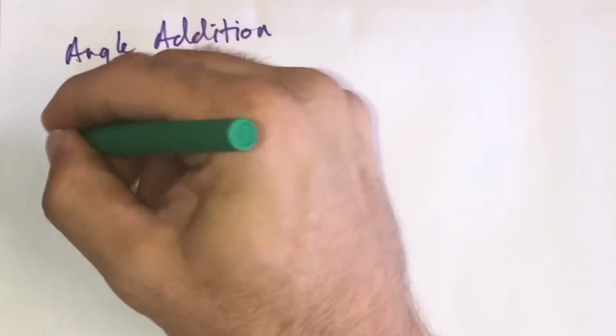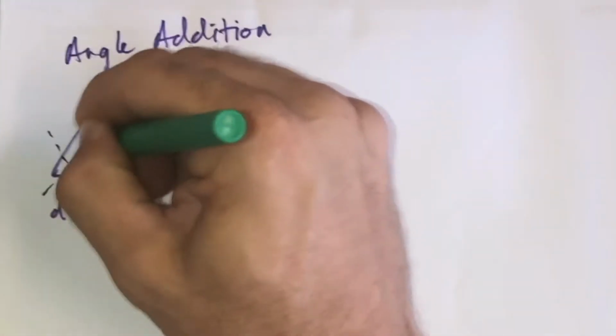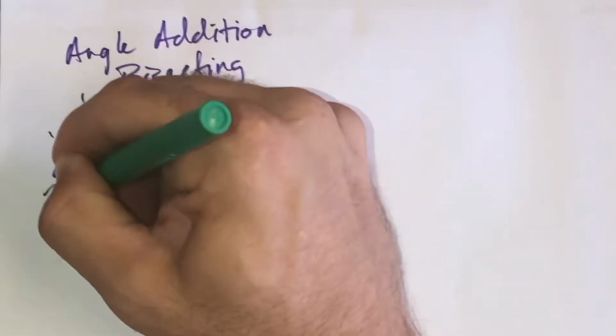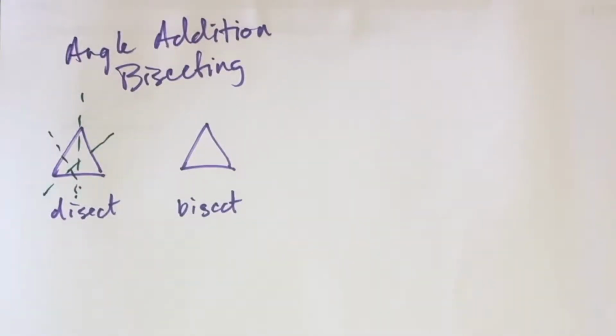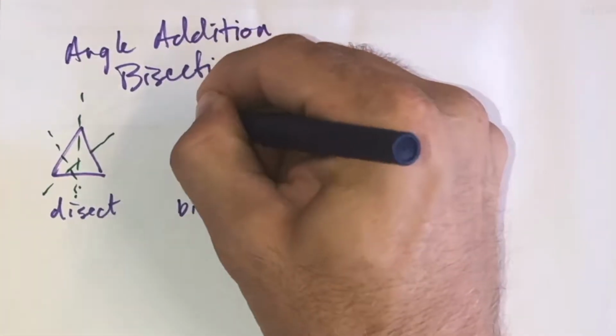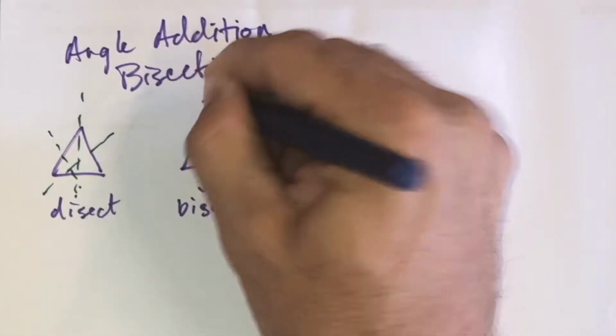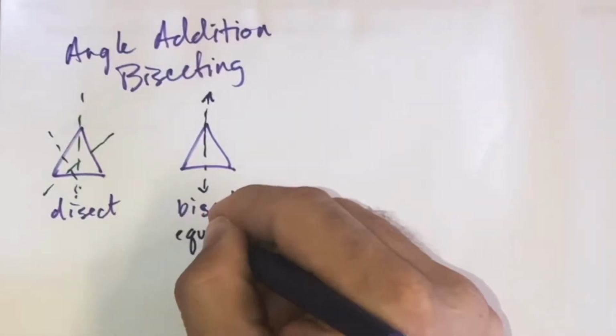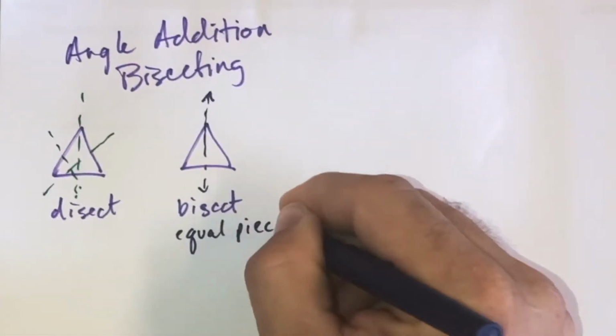One just simply talks about cutting any certain figure into pieces, right? You could dissect a frog, meaning you're going to cut its parts up. But when you talk about bisect, you're referring to cutting something into equal pieces.